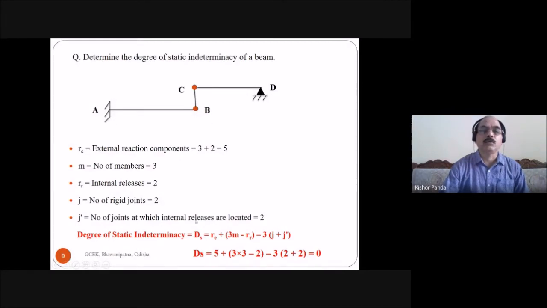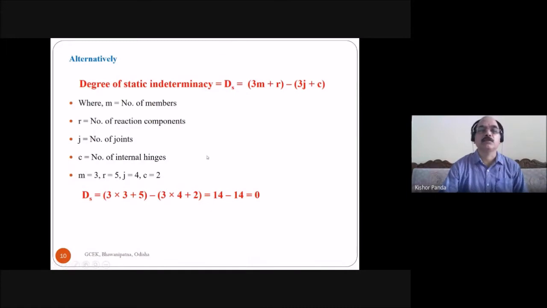Then the number of joints at which internal release are located. So here 2 internal hinges and 2 internal releases. So you have to take Z dash is equal to 2. Z dash is the number of joints at which internal release are located. This is also equal to 2. Then the degree of static indeterminacy you can find out. ds is equal to Re plus 3m minus Rr minus 3j plus Z dash. So ds is equal to 5 plus 3 into 3 minus 2 minus 3 into 2 plus 2, which is equal to 0. Also you can find it using this equation.